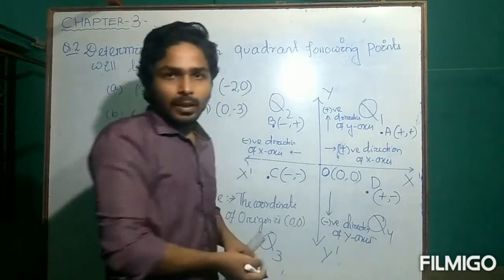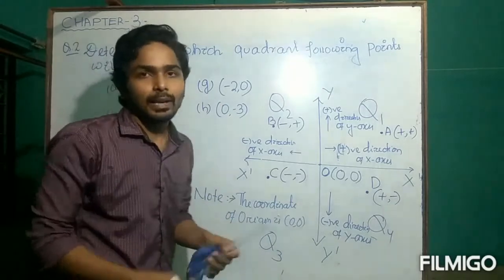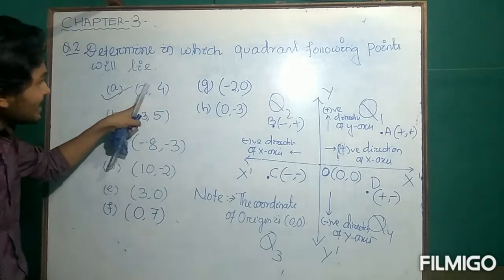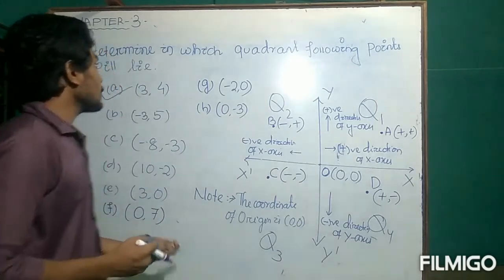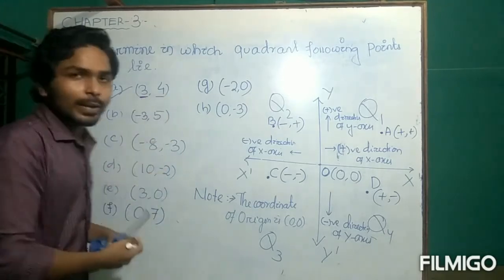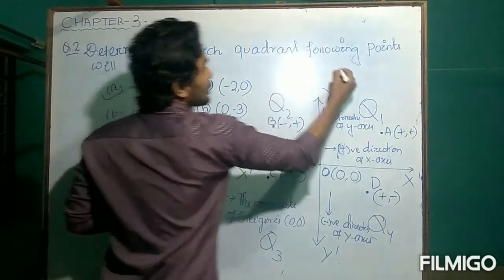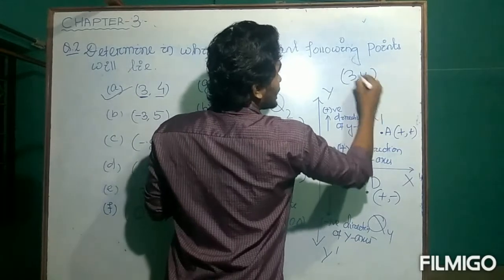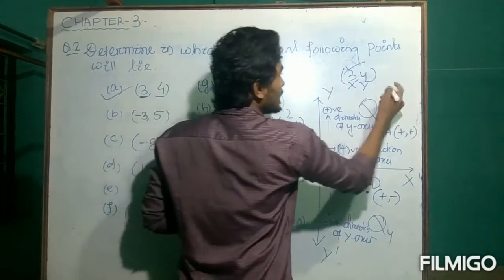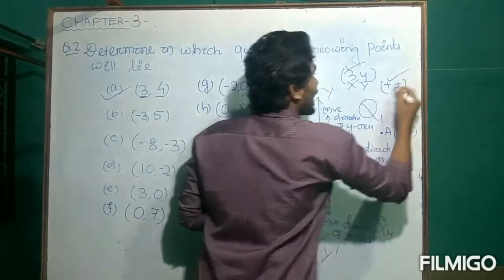By using this concept, we have to find out the quadrant in which the following points will lie. Okay, so let us start with the first point. Suppose a point is 3 and 4. You can see 3 is the x coordinate and 4 is the y coordinate. Here 3 has a positive sign and the y coordinate has a positive sign. So they have the signs positive, positive.